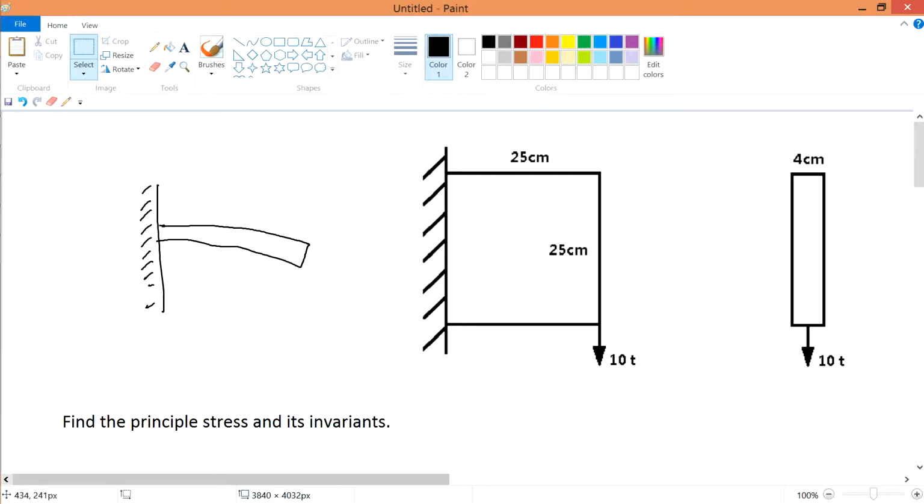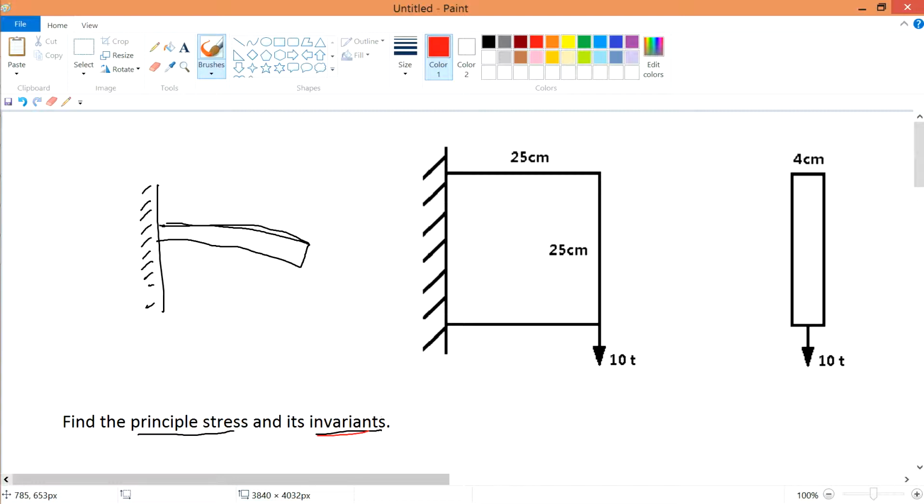I have a beam that actually bends. Find the principal stress and its invariance. If you remember, principal stresses are stresses that have no shear forces, right? Sigma 1, sigma 2, for example, 0, 0, because there's no shearing effect. So principal stress is simply that.